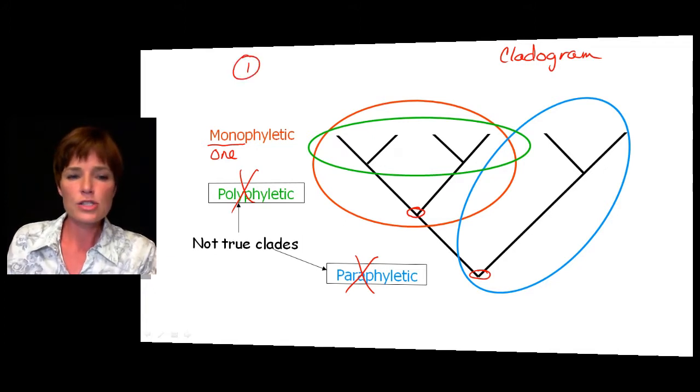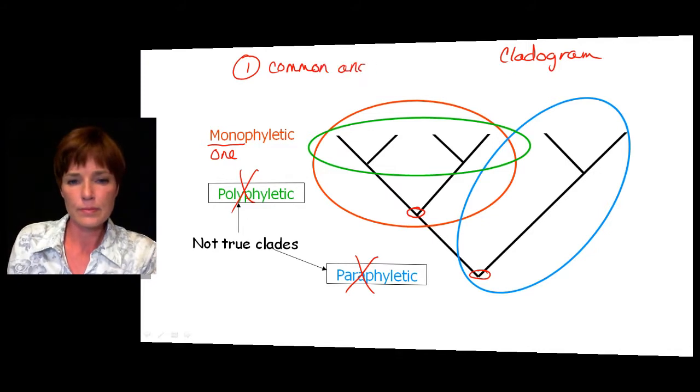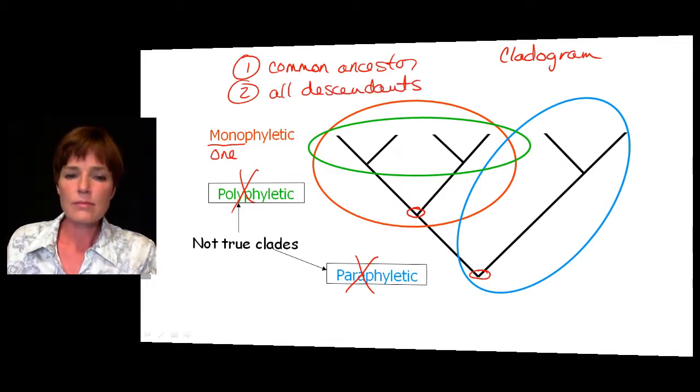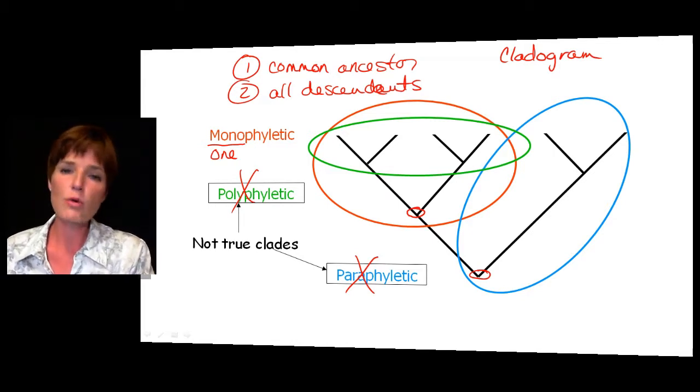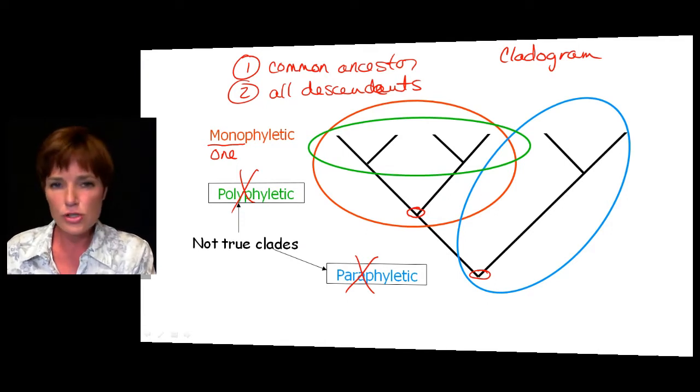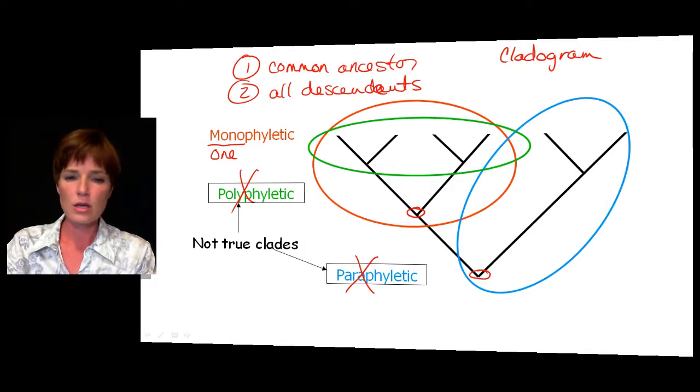Number one, we want the clade to have the common ancestor, and then number two, we want it to have all the descendants. If it doesn't meet these two characteristics, then we're not going to consider it a true clade, and it's not completely useful for determining the ancestor-descendant relationships.